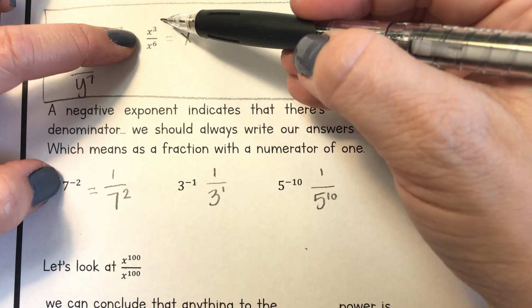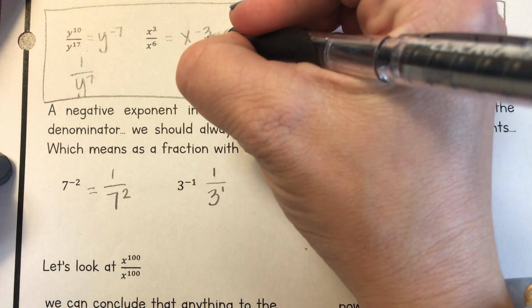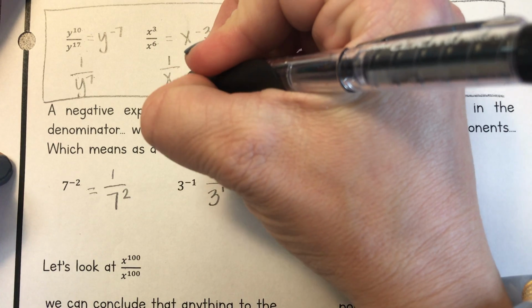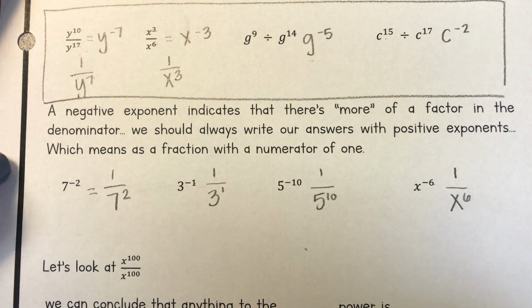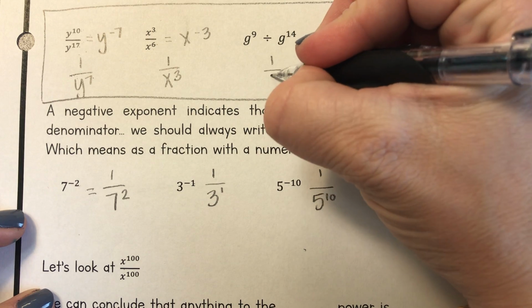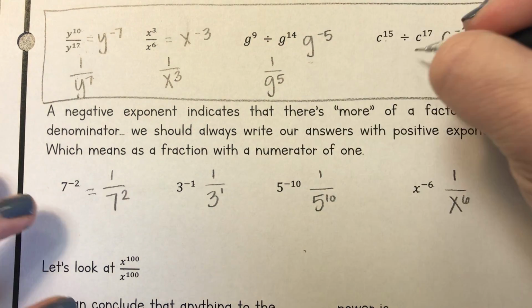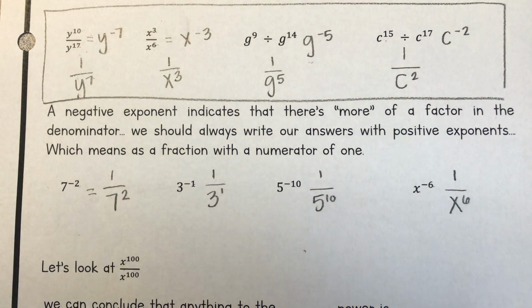Were there more x's in the numerator or the denominator? There were more in the denominator. 3 more. So 1 over x to the third. So do these last 2 right here, and then unpause it and come back and we'll check your answer. Okay, so this should be written as 1 over g to the 5th and 1 over c squared. Okay, we always, always, always want to make sure that we're writing with positive exponents.